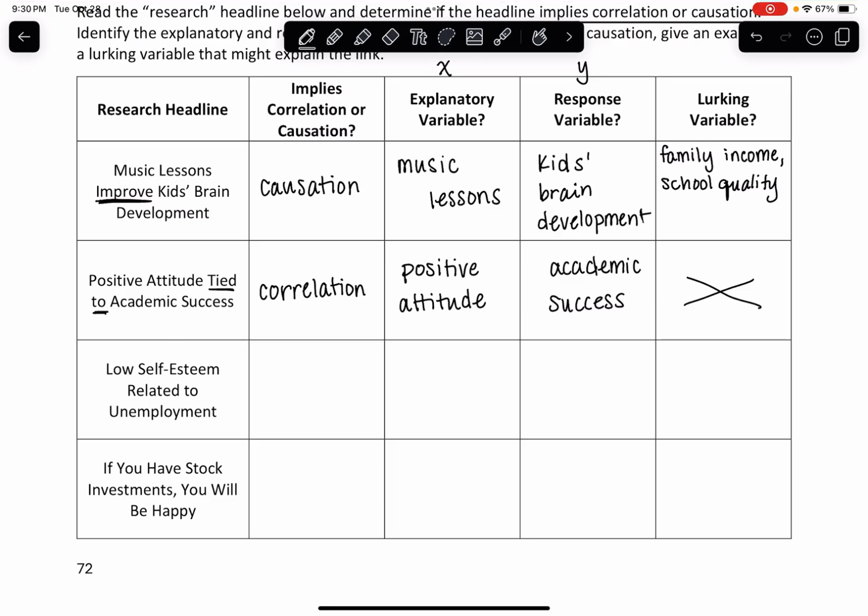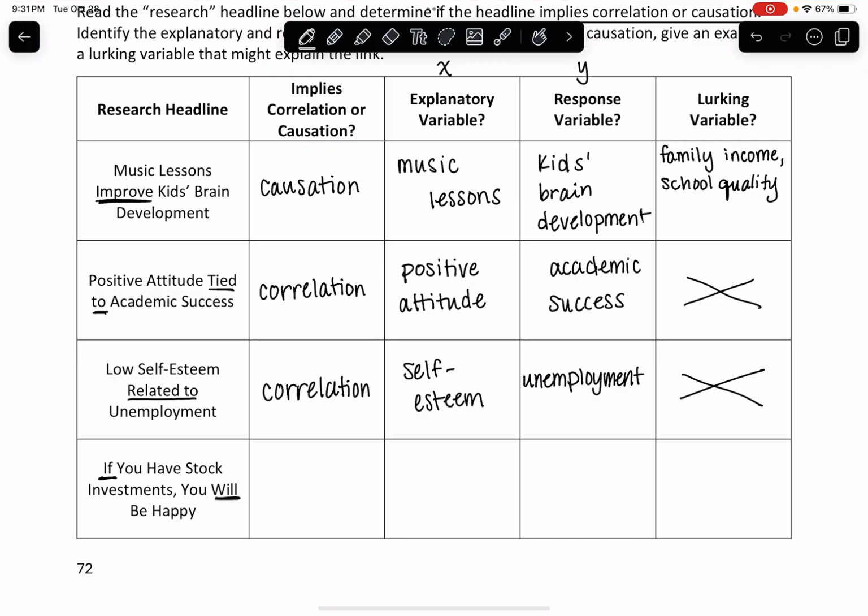The third one, low self-esteem related to unemployment. Related to, that's also a correlation vocab word. Self-esteem would be the explanatory variable. Unemployment would be the response variable. And again, because this is implying a relationship and not a cause and effect situation, we don't need to identify a lurking variable. Then the last one, if you have stock investments, you will be happy.